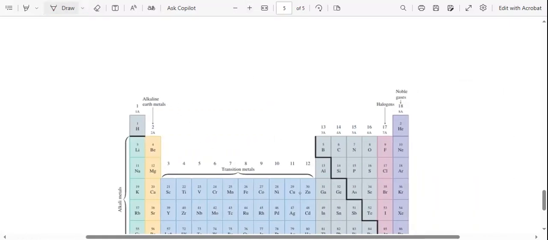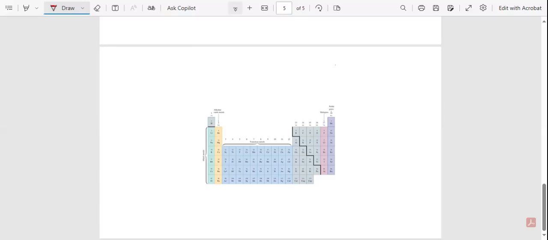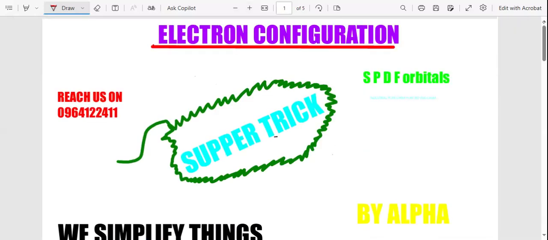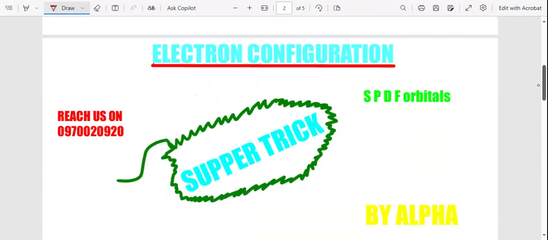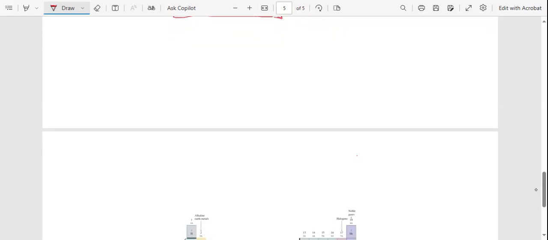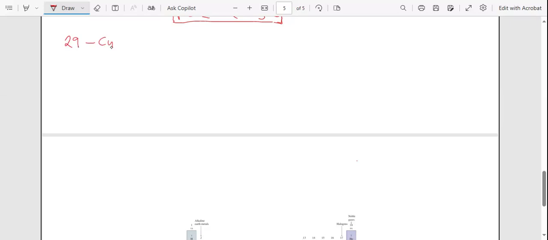Okay, so copper is where? 29. So we have 29 for copper. Let us now write that. Copper has 29, I mean proton number. So what we are going to do is we'll say 29, that's for copper.